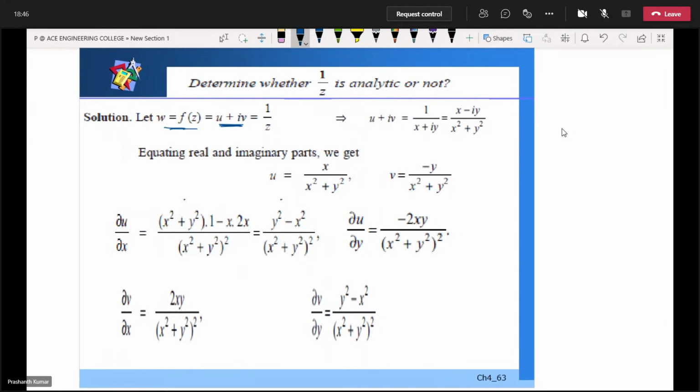What is f of z? F of z is u plus iv. Our u plus iv is 1 by z.